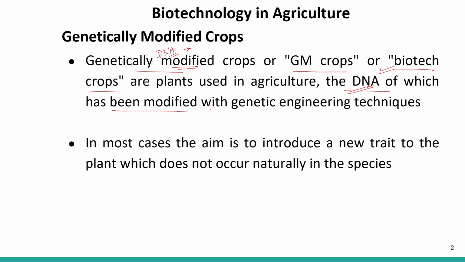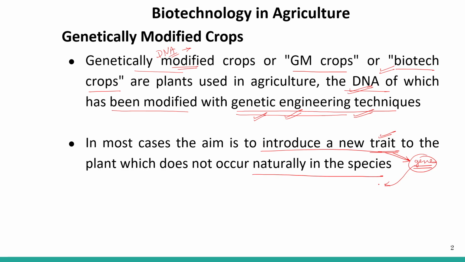The DNA has been modified with genetic engineering technology, or genetic engineering techniques. This is a technology which is used to manipulate or modify the DNA of a particular organism, so this technique is used to modify the crops. In most cases, the aim is to introduce a new trait to the plant which does not occur naturally in the species. Traits are present on genes, so genes are responsible for a particular trait. If a gene corresponding to a particular trait has been introduced into a species or organism, that trait will be introduced into that organism.